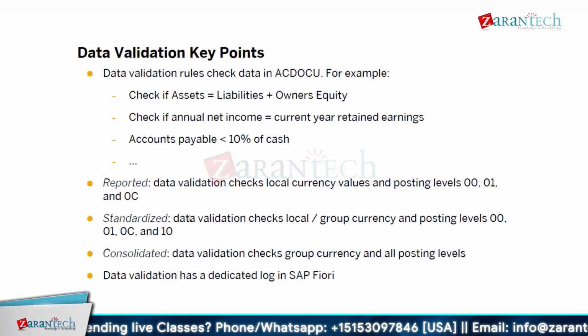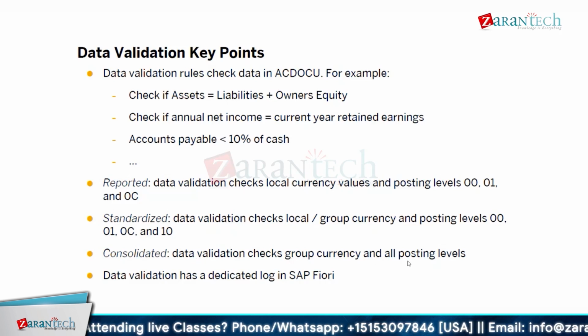Next, standardized data. Delta validation checks local currency or group currency and posting levels 0001, 0C and 10. That means this will check in local currency or group currency, and posting level 10 is additionally added here. What is posting level? We will understand in detail in the upcoming sessions. As I said, a document type is connected to a posting level. Posting level helps in identifying what type of documents you have posted. For example, in elimination I may post 20 transactions, but overall, a posting level identifies an elimination.